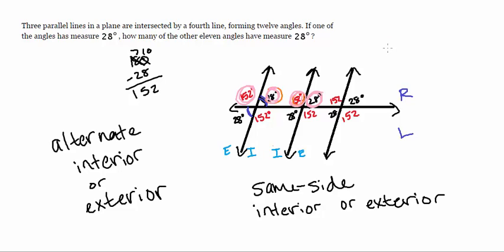If you did have any trouble, again, I'm sorry, I forgot to actually answer the question. So to actually answer the question, how many of the other 11 angles have a measure of 28 degrees? So we started out with this one, so we're not going to count that. But going from there, we have this one. So we have 1, 2, 3, 4, 5. So we have 5 other angles with a measure of 28 degrees.